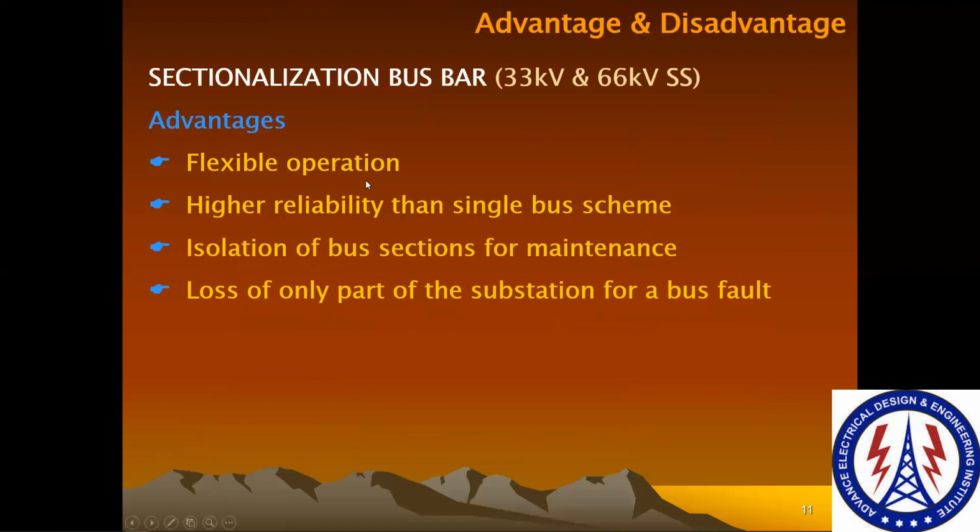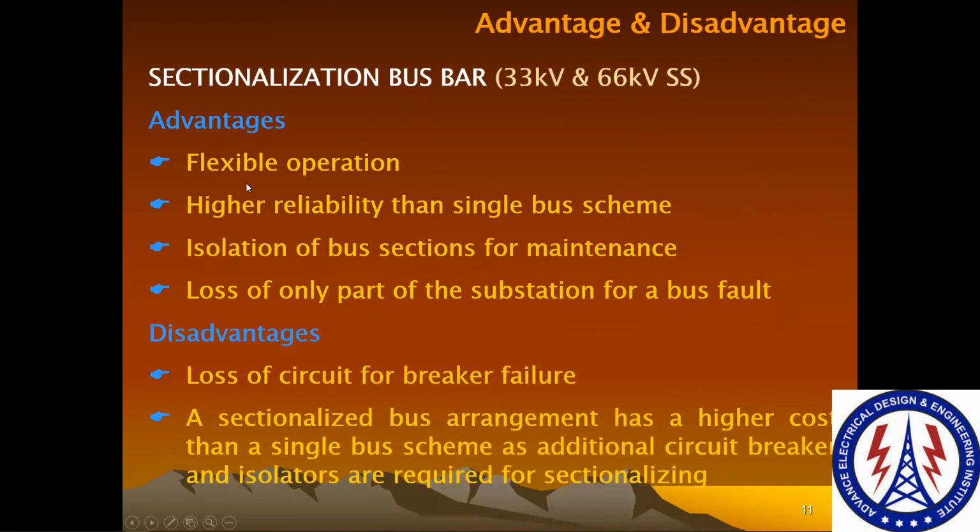This sectionalizer busbar scheme we use up to 66 kV: flexible operation, higher reliability than single bus bar, isolation of a bus section for maintenance, loss of only one part of a substation for a bus fault. So these are some examples of higher reliability in comparison to single bus, because when you have a fault on the bus bar, only a small part of your substation is interrupted. Then isolation of a section for maintenance you can put.